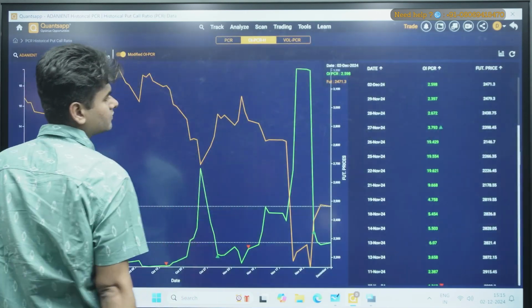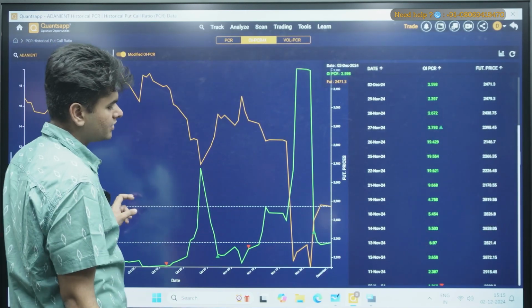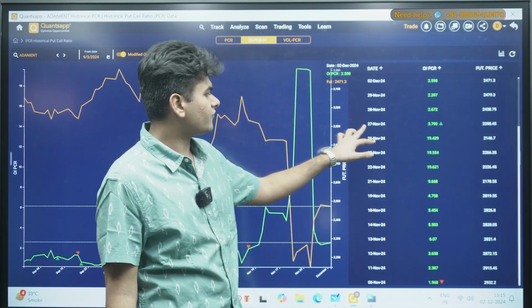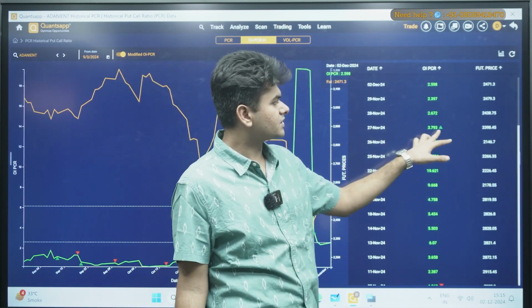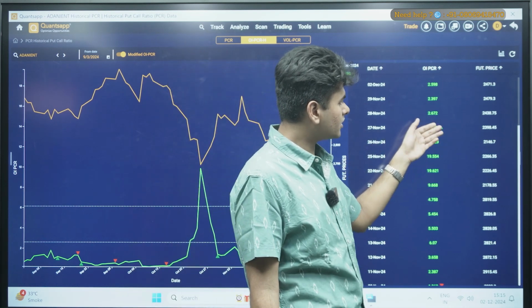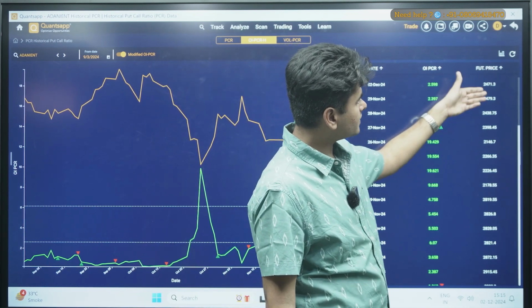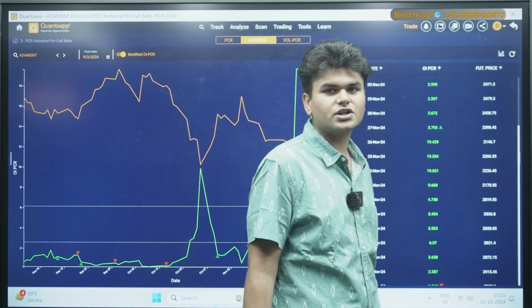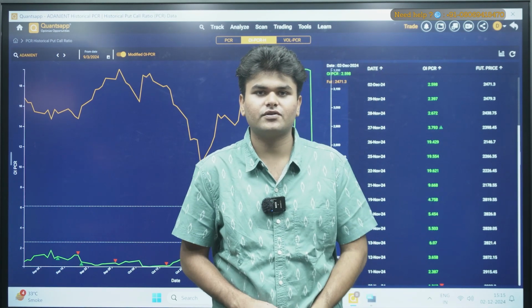If we go to the OI PCR, as you can see the data, from 27th November the PCR is showing a bullish reversal. From around 2398, the price has increased to 2471, almost 80-90 points.